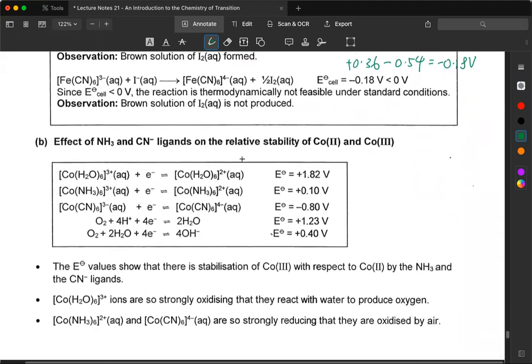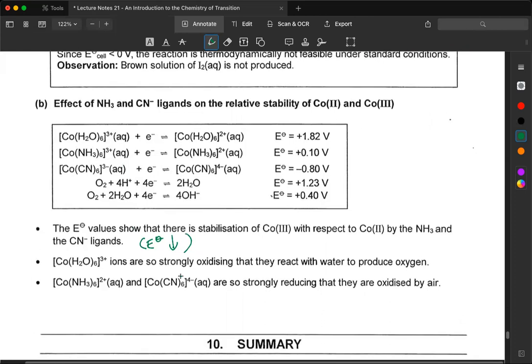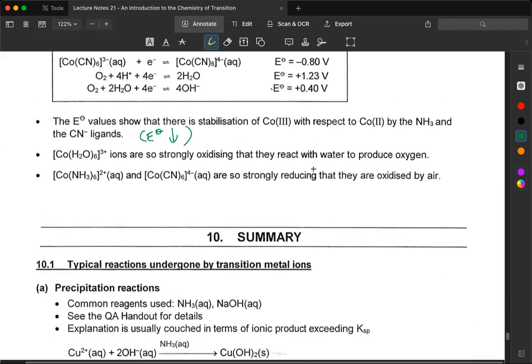NH3 and CN-, they also affect cobalt. So the E0 values show that there's stabilization of cobalt 3+ with respect to 2+ by the NH3 and cyanide ligand, because the E0 value is lower. The cobalt aqua complex is so strongly oxidizing that it reacts with water to produce oxygen. But these two are so strongly reducing, they are oxidized by air. It's the opposite. You can look at the reaction here to see.